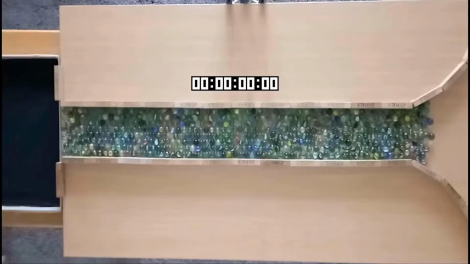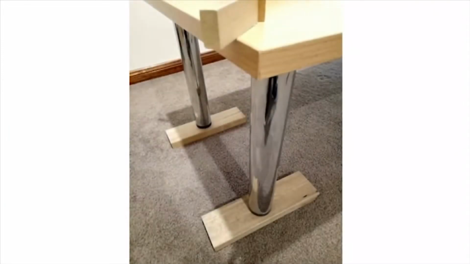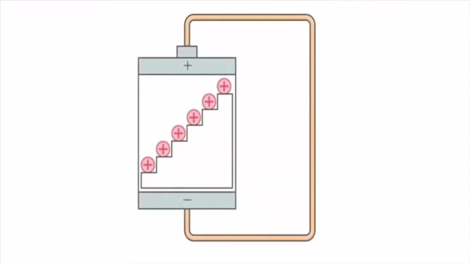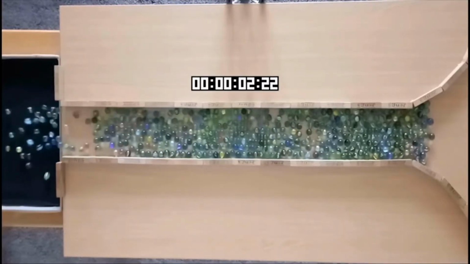Consider this model, where the electrons are represented by marbles, which flow along the length of a wire, demonstrated by jenga blocks. Energy is provided by elevating the table, which attempts to simulate a voltage source such as a battery. When energy is supplied, the electrons flow through the wire.